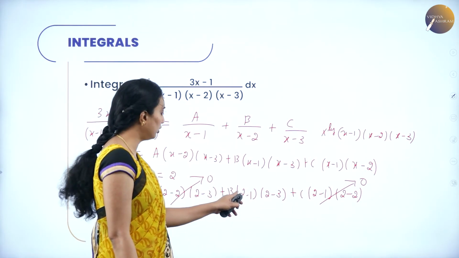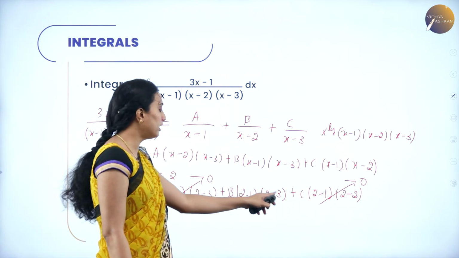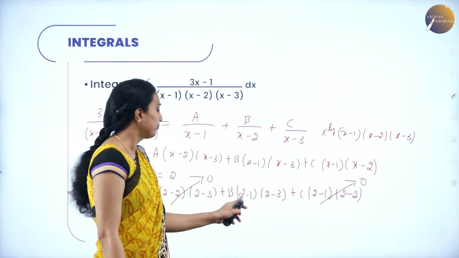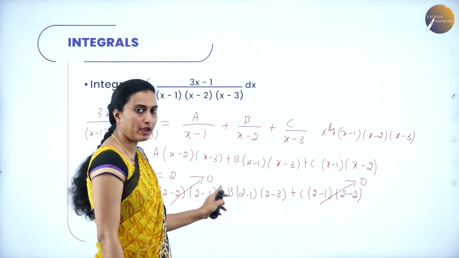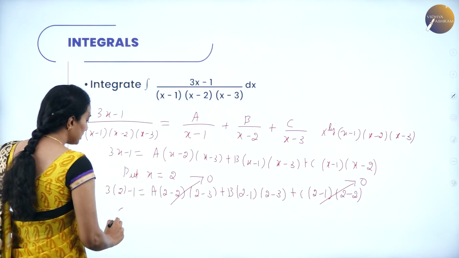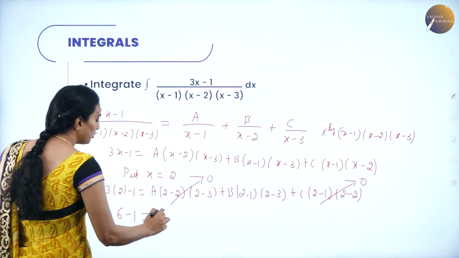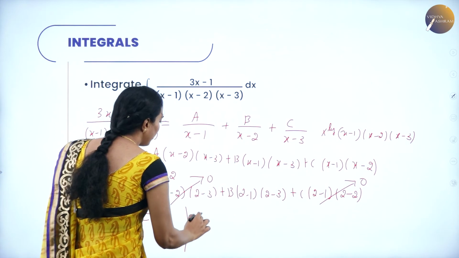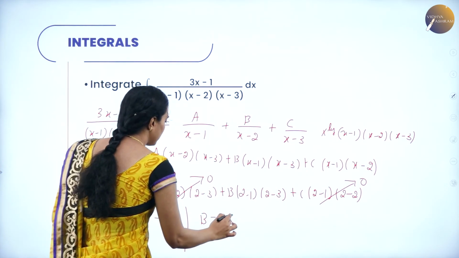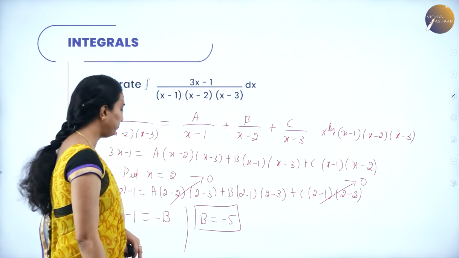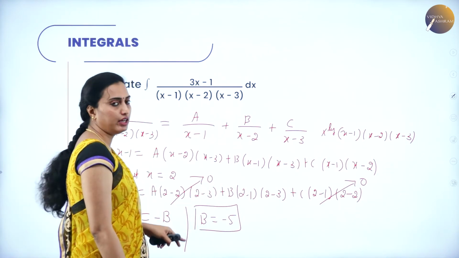You can calculate here. 2 minus 1 is 1. 2 minus 3 is minus 1. Minus 1 into plus 1 is nothing but minus 1. Minus 1 into b is minus b. So here you can have 3 into 2 is 6. 6 minus 1 is equal to minus b. 6 minus 1 is nothing but 5, so b is equal to minus 5, right? Because the minus term will be taken to that side. So therefore you got the b value.